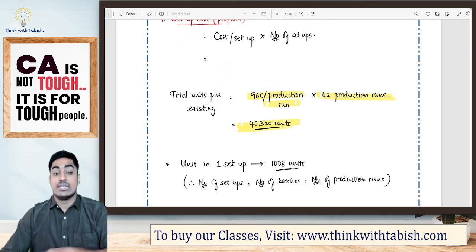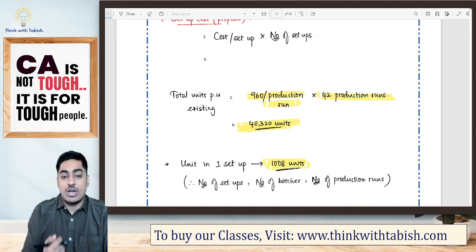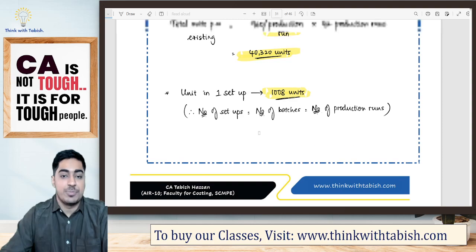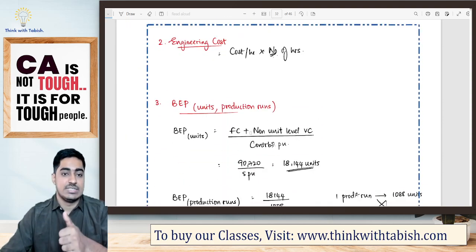Now in the revised scenario, in every production run, 1008 units I am producing. That means how many production runs are needed? 40 production runs are needed. Accordingly, I can be calculating my setup cost. Is it clear, everyone?